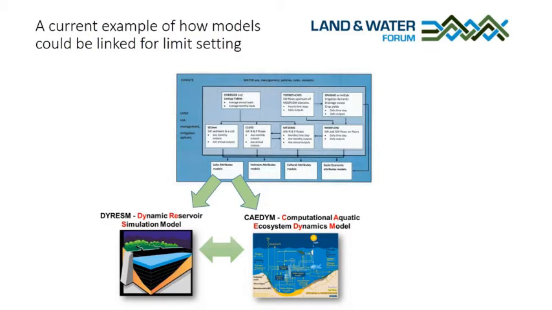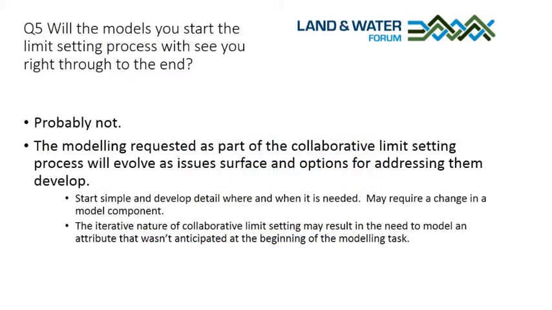that David Hamilton and his colleagues have considerable experience in applying in the limit setting context. Okay, very quickly, will the models that we start with see us right through the process? Probably not, because the collaborative limit setting process is iterative. It unearths issues as it progresses. New models will more than likely need to be added to the suite to deal with those issues as and when they are revealed.